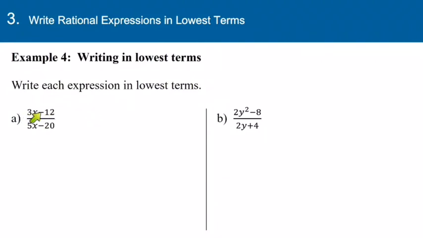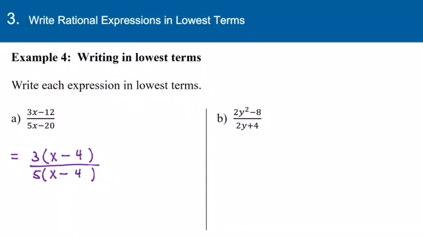But what we do see in the top is that there's a GCF of 3 in the numerator. 3x and 12 both have a factor of 3. So let's factor out 3 from the top. 3 times x would make that first term, and 3 times minus 4 would make that second term. Okay, now for the bottom, 5x and 20 both contain a factor of 5. So let's factor out 5. So 5 times x makes that first term, and 5 times minus 4 makes that second term.